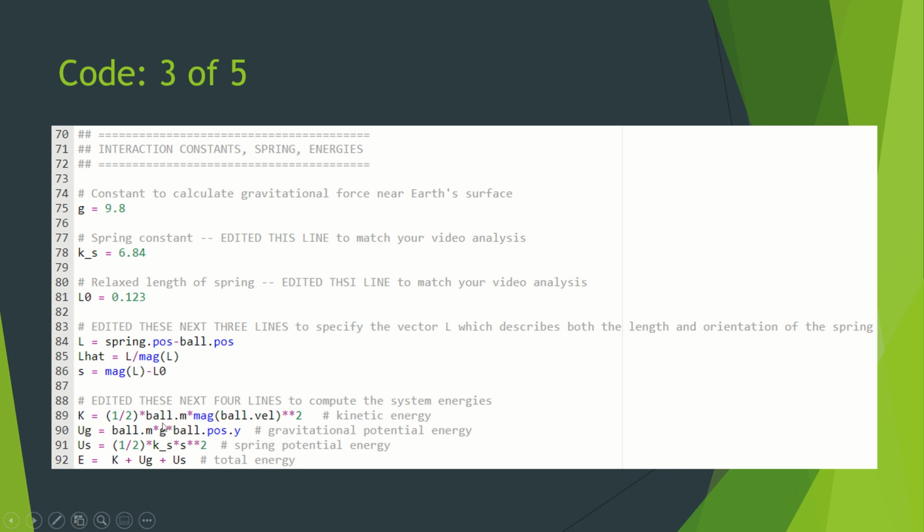Then we have to find the energies of the system to start with. We have K equals 1/2 times the ball's mass times the velocity squared, the kinetic energy equation. Then we use the gravitational potential energy equation, the mass times the gravitational acceleration times the vertical distance. For the spring potential energy, we find 1/2 times the stiffness times the distance stretched, squared. And then we find the total energy, which is all these energies summed up.